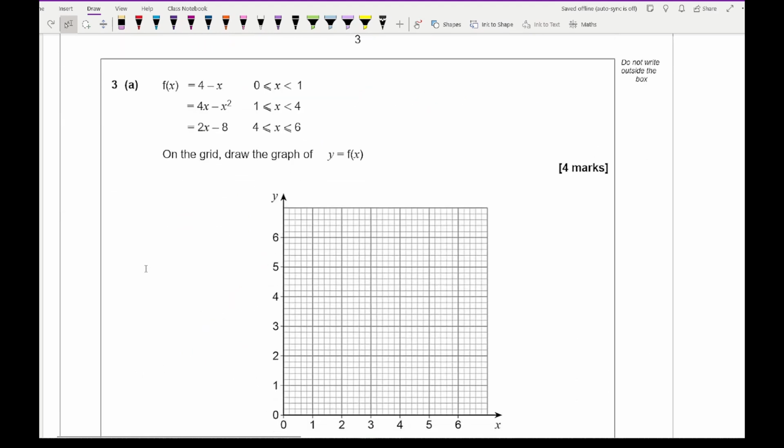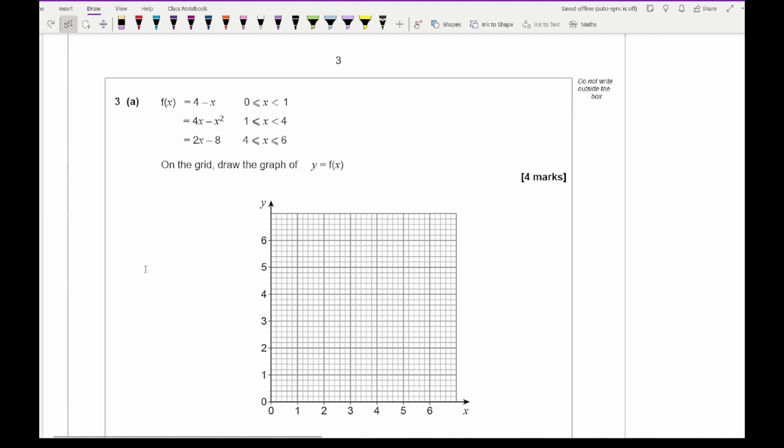Moving on to question 3, we've got a function and we want to plot this function on the graph of y equals f of x. Now for this, if I split the function up based on the ranges that I've got, I've got one range of 0 to 1, so I'll put a rough dashed line at 1, the next range is 1 to 4, which is here, and the final range stops at 6.